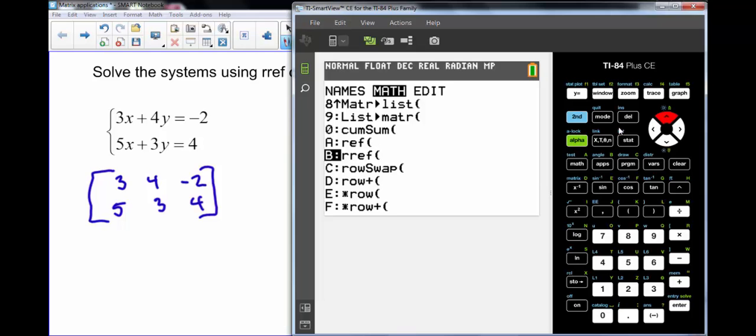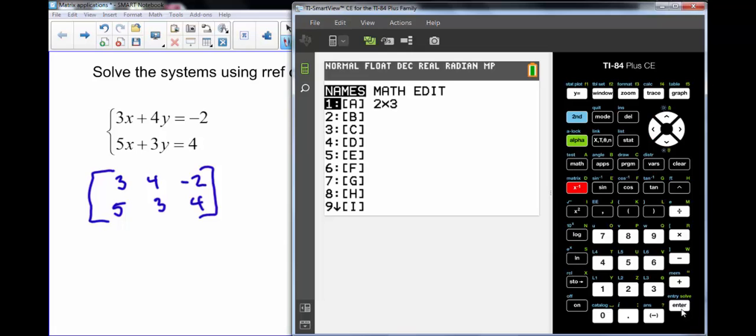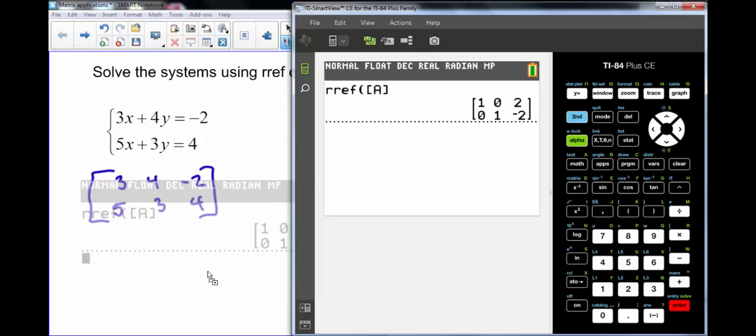So if I choose the math option, and I usually press up to get there, it's option B, RREF. And then it's going to say, okay, reduced row echelon form of what? Well, I'm going to choose the matrix we just typed in, and I apparently hit the wrong button, so let's try that again. Second matrix, and we'll choose matrix A, and there it is. I'm going to find the reduced row echelon form of matrix A. It looks just like that.